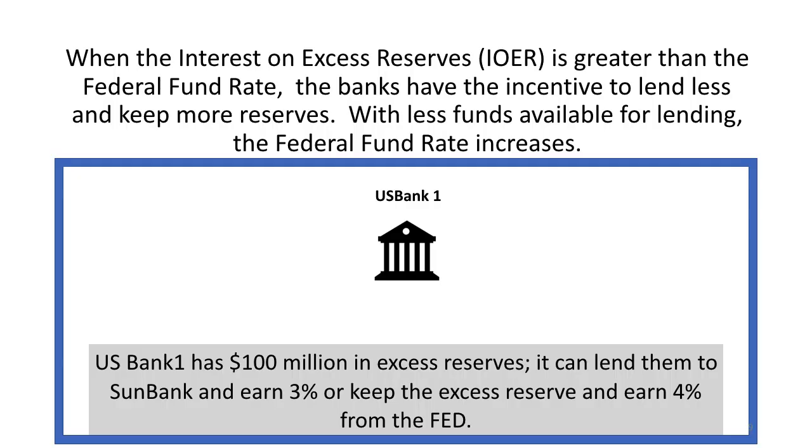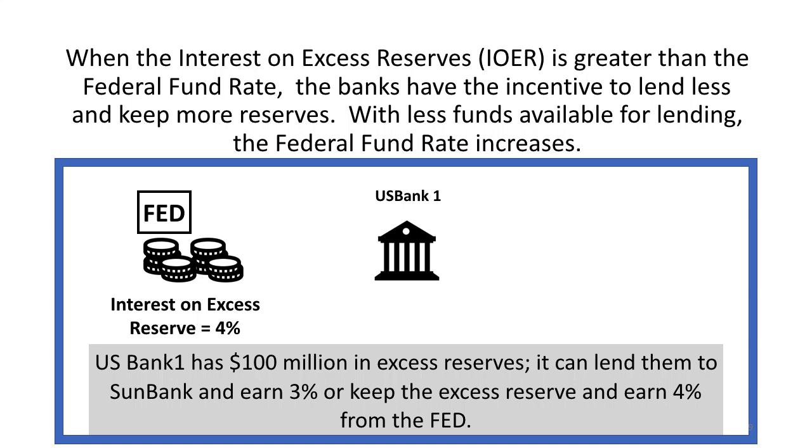Here is how this works. Well, if the interest that the Fed will pay on excess reserve is greater than the federal fund rate, the banks will have the incentive to lend less and they will keep more reserves. As a result, there will be less funds available for lending in the banking system and the federal fund rate will increase. Let's go through an example.